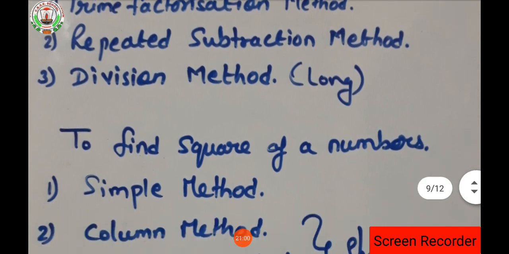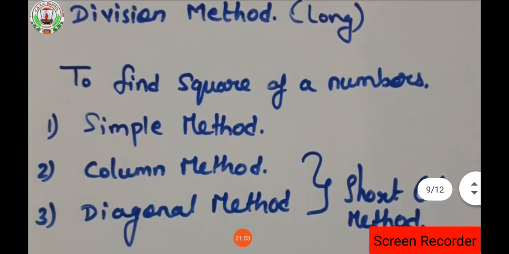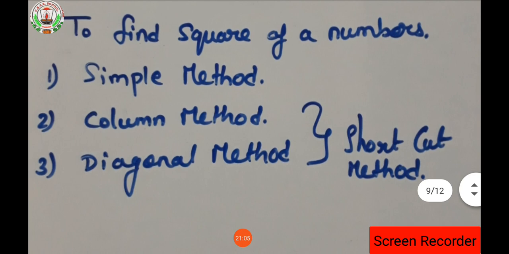One more thing: to find the square of a number, suppose we have to find the square of 4, we do 4 into 4, that is 16. That method is known as the simple method. Two more methods are there to find the square of a number: the column method, and the diagonal method. Both methods together are also known as shortcut methods. Here we are not talking about the square root, we are talking about the squares of a number. So these are the three methods to find the squares of numbers.